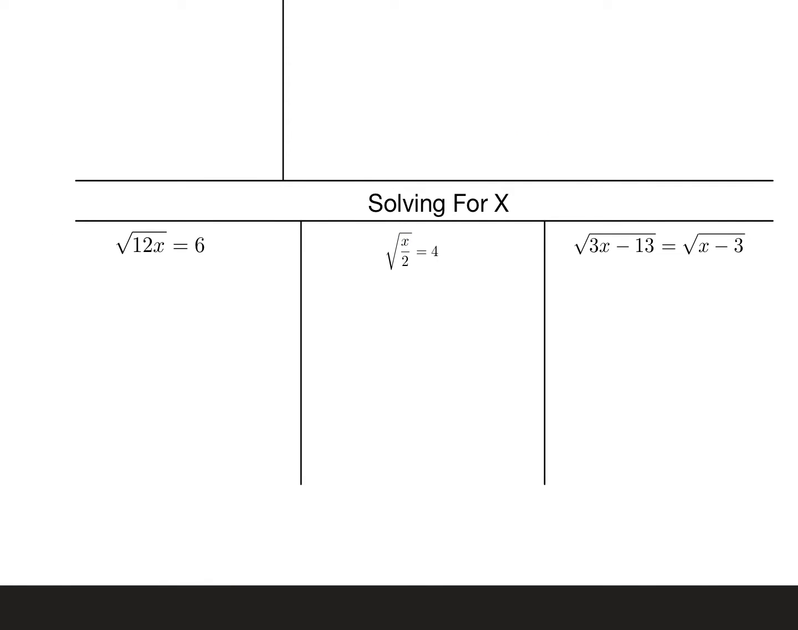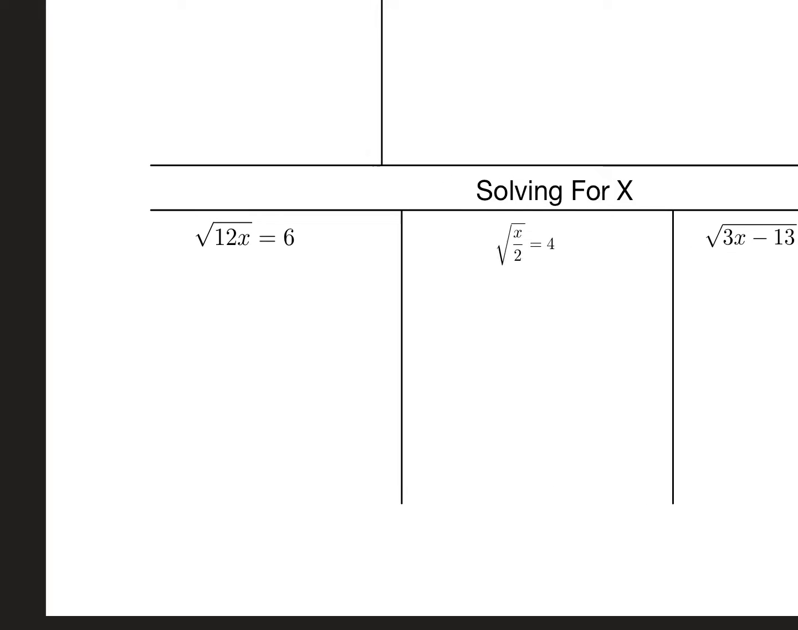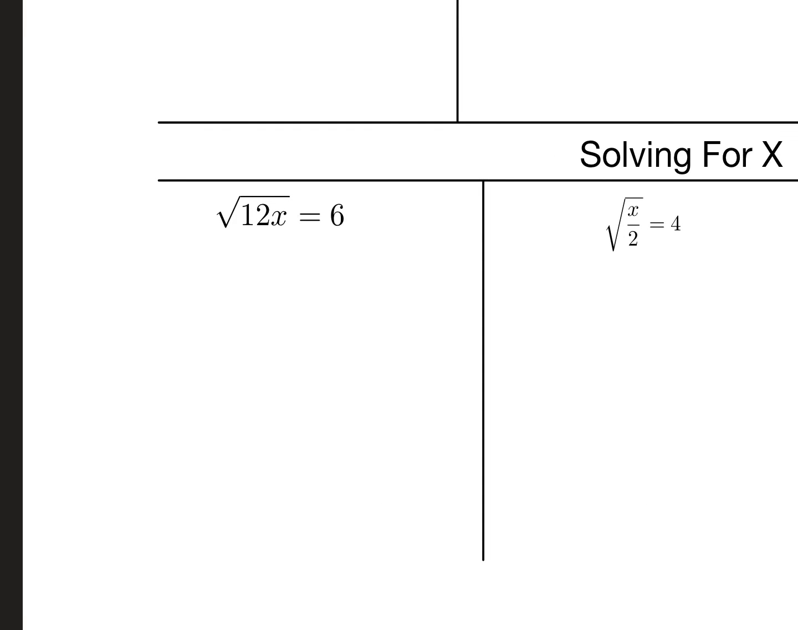Okay, now we're going to solve for x when x is inside of a radical. The biggest thing to remember is that whenever we are trying to get rid of a radical, we have to do the opposite. We have to raise it to an exponent. So the opposite of a square root is square. So looking at this first example, the radical is already isolated.